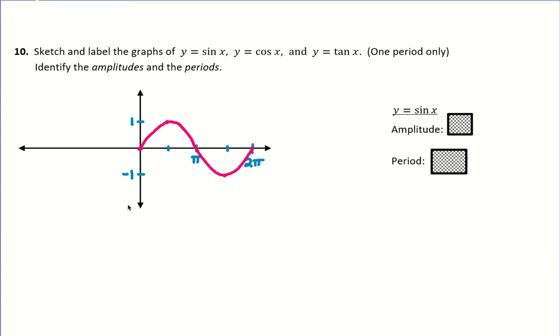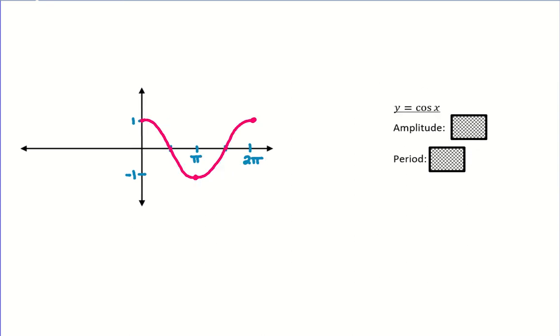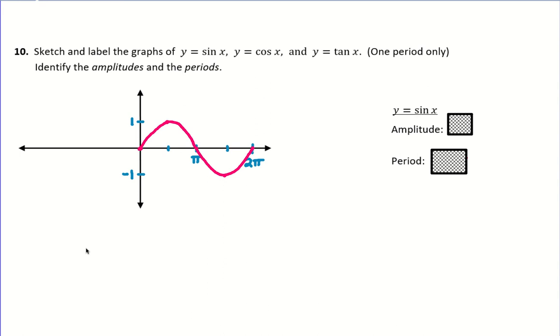Now for number 10, it's going to be the exact same question on the test. All I want is the basic sketch of sine of x, cosine of x, and tangent of x. And I want you to label it like so, and I want you to be able to identify what the amplitude and period is for these 3. So this is your basic sine of x sketch, and the amplitude is 1. And the period is 2 pi. You should know those basics.